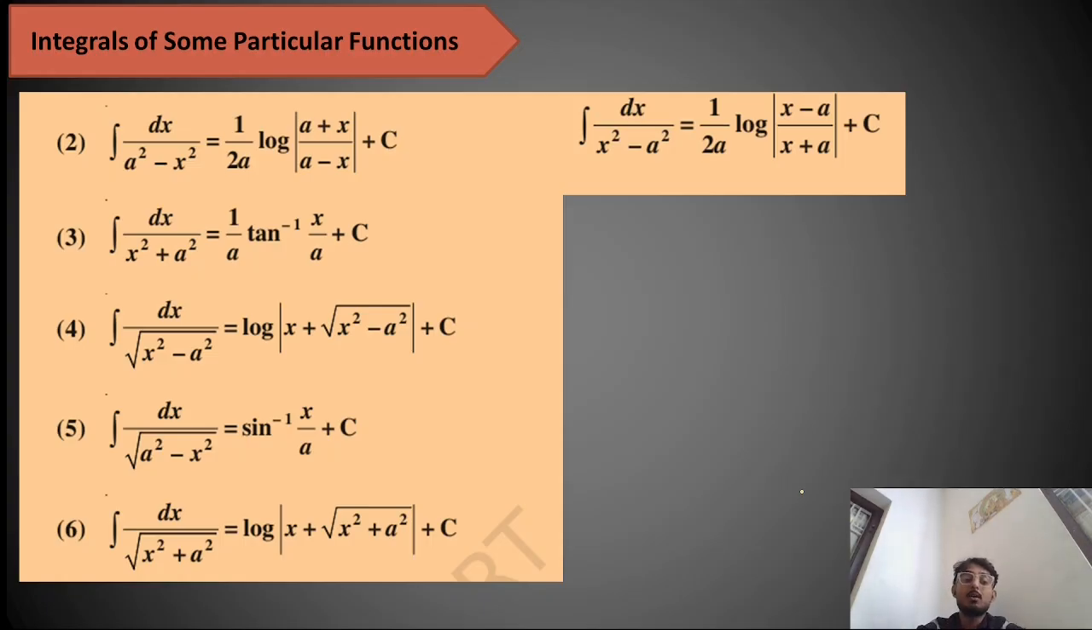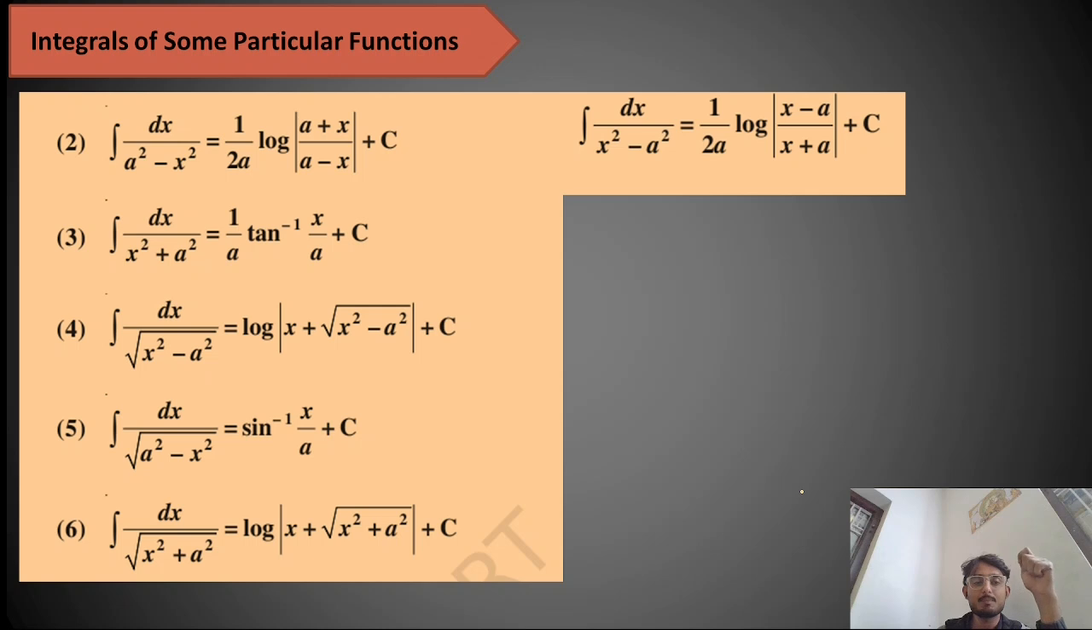So there are integrals of some particular functions. What are the particular functions? dx upon a square minus x square, dx upon x square plus a square, dx upon root of. The first one: dx upon a square minus x square equal to 1 upon 2a log of a plus x upon a minus x plus c.